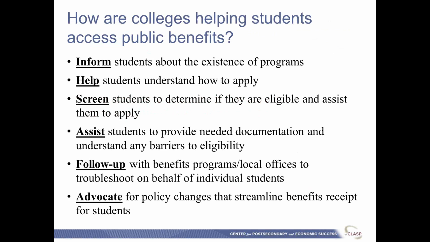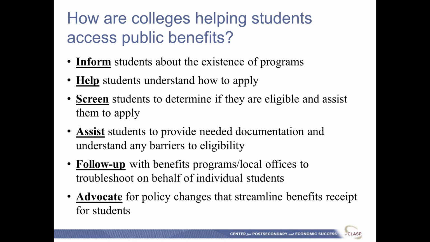So how are colleges helping students access public benefits? There are 6 to 7 different activities that colleges can take on as a means of helping students access public benefits, and they go from low touch to more high touch. As you can see, you can inform students about the existence of programs, so that would be something that you might do through student success courses. Help students understand how to apply, so sort of unpack that process for them and provide the means by which they can take the next step.